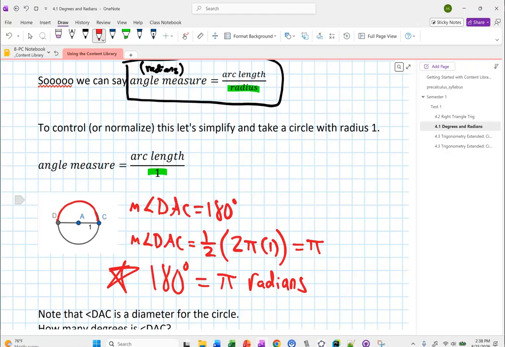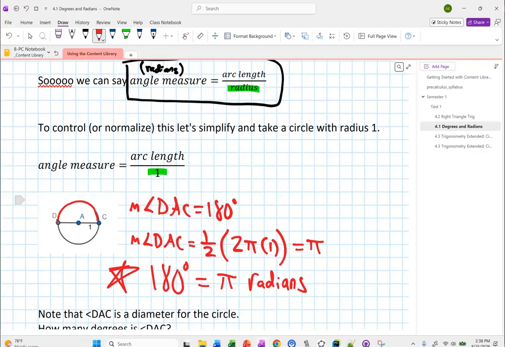That's our conversion factor. 180 degrees is equal to pi radians. Just like 1 foot is 12 inches, or 1 inch is 2.54 centimeters, or 1 mile is 5,280 feet, or 1 mole is 6.022 times 10 to the 23rd particles. It's our conversion factor to move back and forth between degrees and radians.